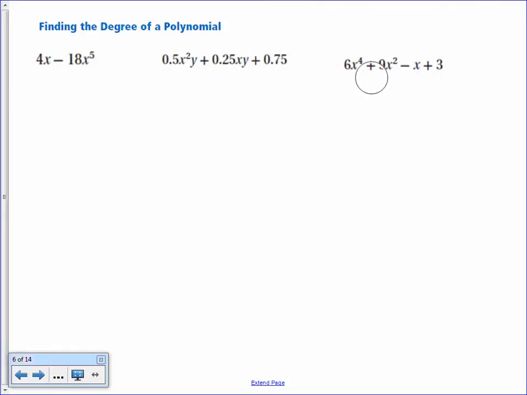So to find the degree of a polynomial, we're going to look at each individual monomial, and we want to find the monomial with the highest degree. And that's going to be the degree of the polynomial.